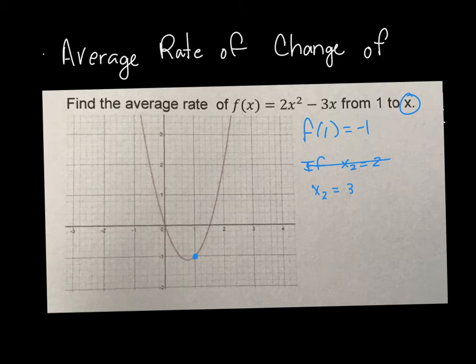So what that means is our formula stays the same. It's still f of x2 minus f of x1 all over x2 minus x1. And again, in this case, x2 is just going to be x.